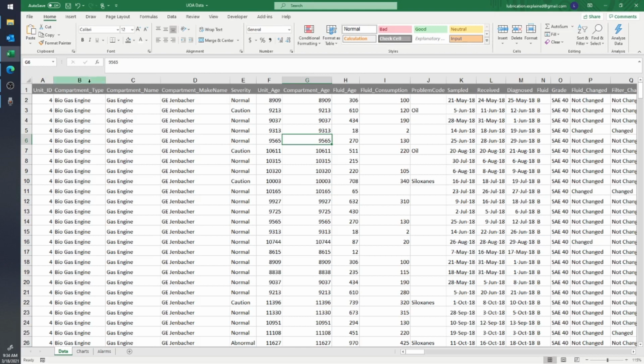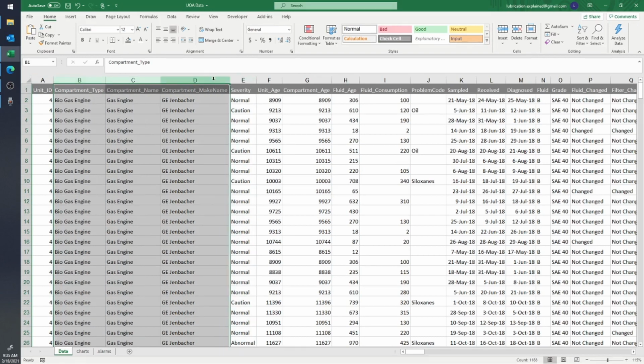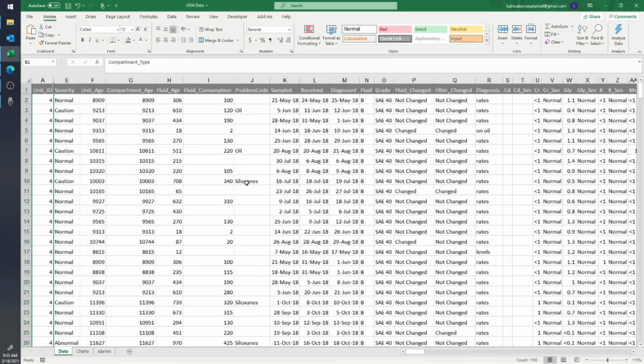For example, compartment type: the fact that this is a gas engine is going to remain the same for all of the different samples. This fleet was running 3 separate engines that were all Jenbacher J320 engines, right? So they're all the same make and model. So I really don't need to know about the compartment type, make, and name. Okay, so we'll just hide those.